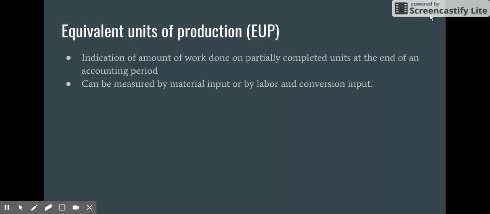There are 2 ways to report it. It can be measured by either material input, say you put in most of the material at the beginning of the construction of the car, or by labor and conversion. Throughout the month it takes to make one vehicle, halfway through you'd be 50% through. So out of those 500 cars, you'd have 250 equivalent units of production.